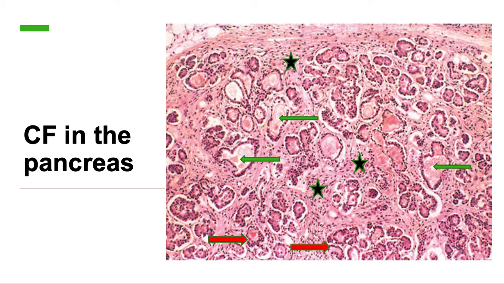On the picture, you can observe mild to moderate changes of cystic fibrosis in the pancreas. The ducts are dilated, and this is shown by the green arrows, and plugged with eosinophilic mucin. And the parenchymal glands, shown by the red arrows, are atrophic and replaced by fibrous tissue, shown by the stars.